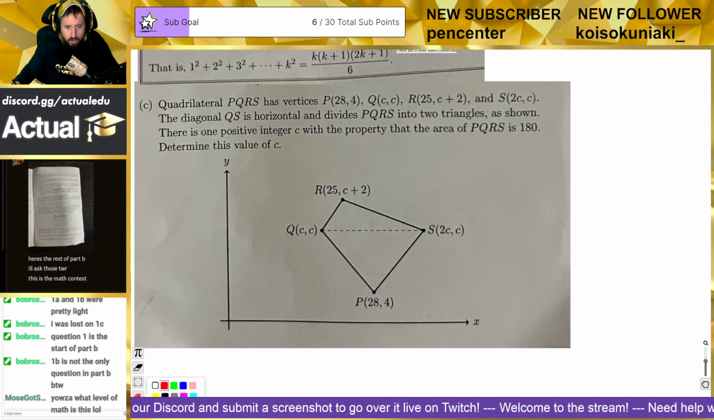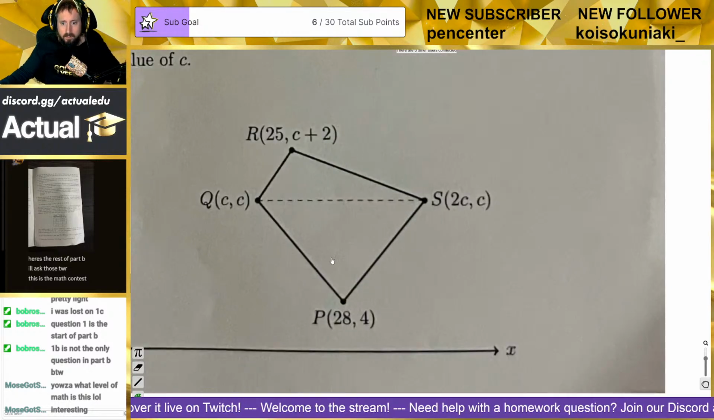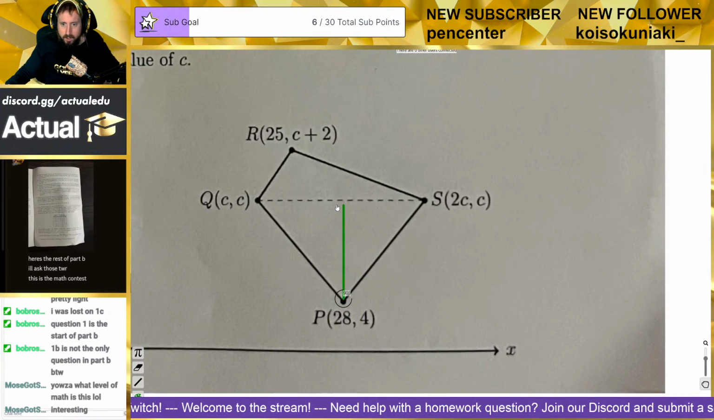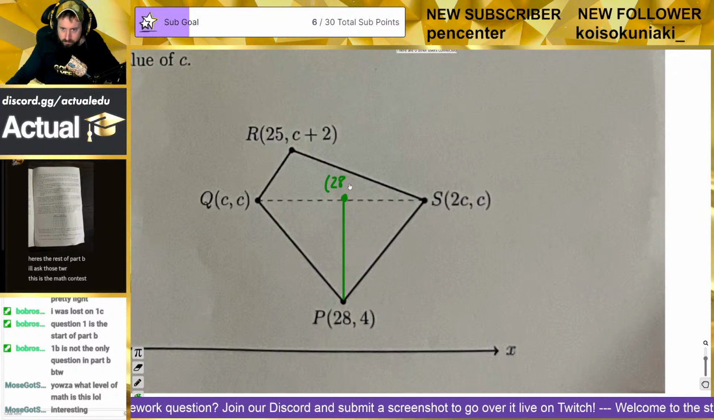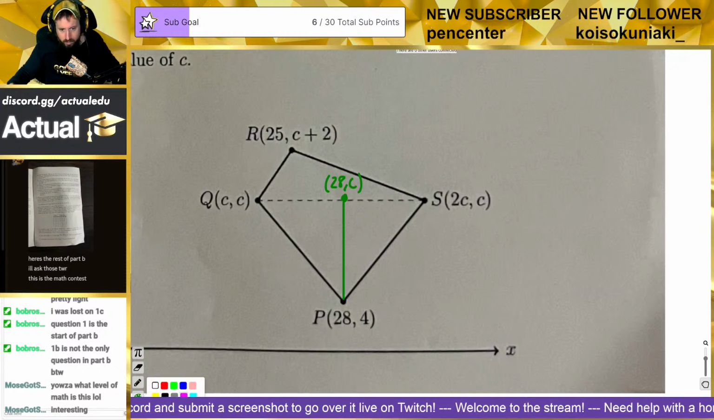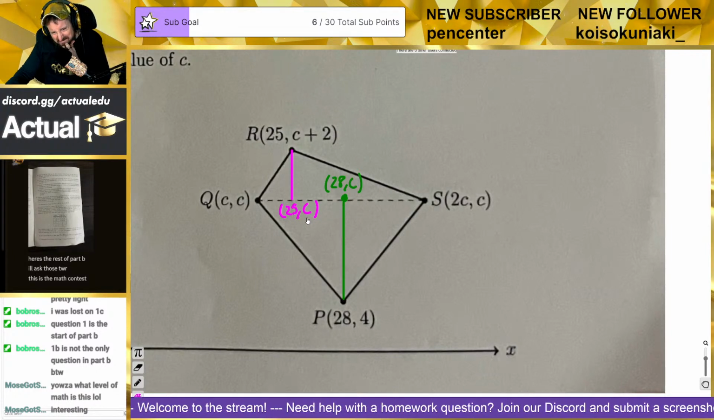Well, I know if I draw... Let's try to break this into triangles I know that are right. So I know this will make a right triangle, right? This should make a right triangle, right? And so this would be at 28 comma C, right? And then this would also be a right triangle, which would be at 25 comma C, okay?